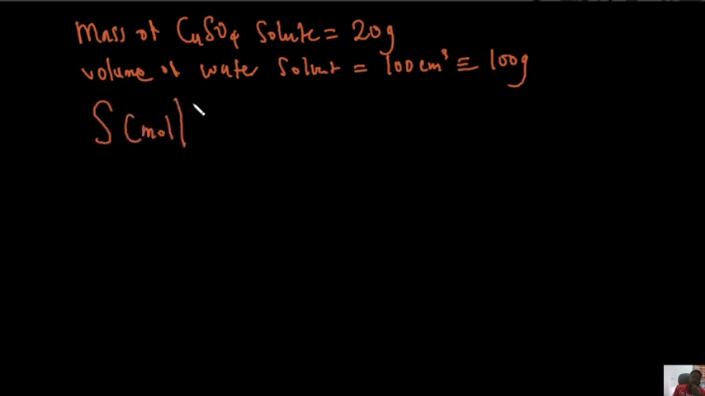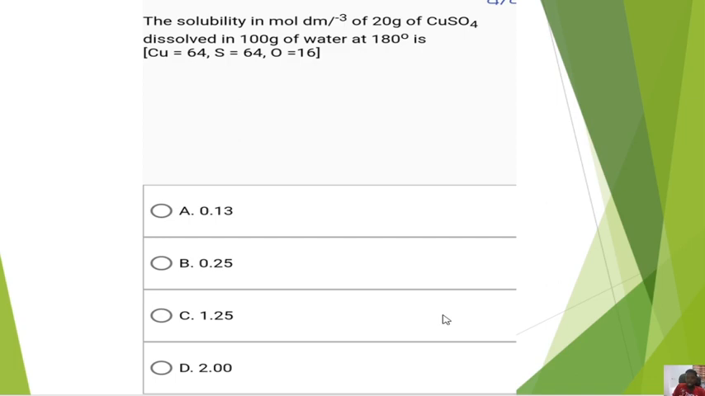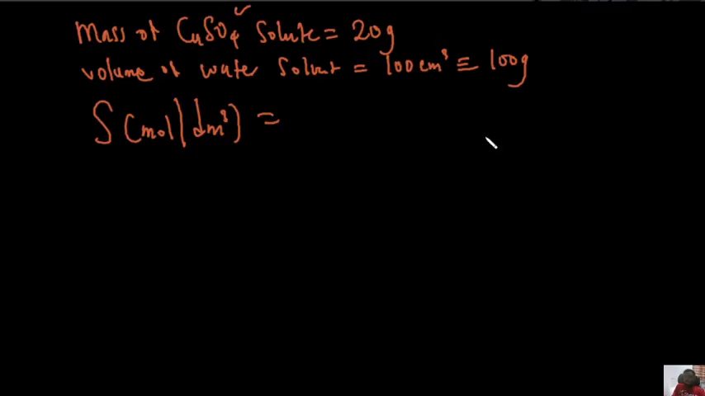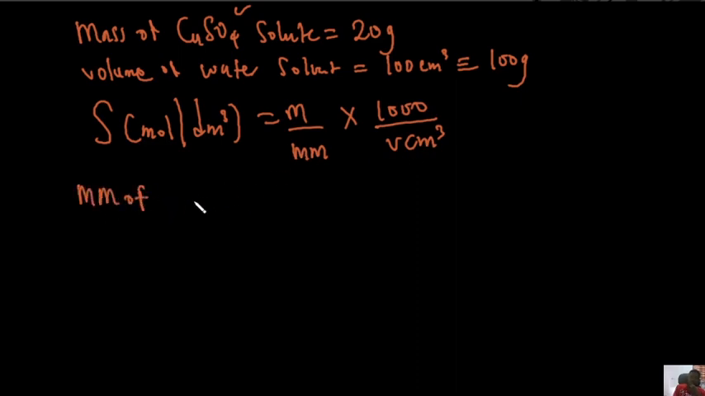Solubility in mole per dm cube, when you have mass of solute and volume of solvent in cm cube, is expressed as, let's look at the formula one more time, mass of solute in gram divided by molar mass times 1000 all over volume in cm cube. If we are applying that, mass over molar mass multiplied by 1000 all over volume in cm cube, the question now is, what is the molar mass of the solute? Remember, this is the molar mass of the solute. Molar mass of CuSO4 is equal to 64 plus, that's copper is 64 as we saw in the question, sulfur is 32, oxygen is 16, but there are 4 of them.